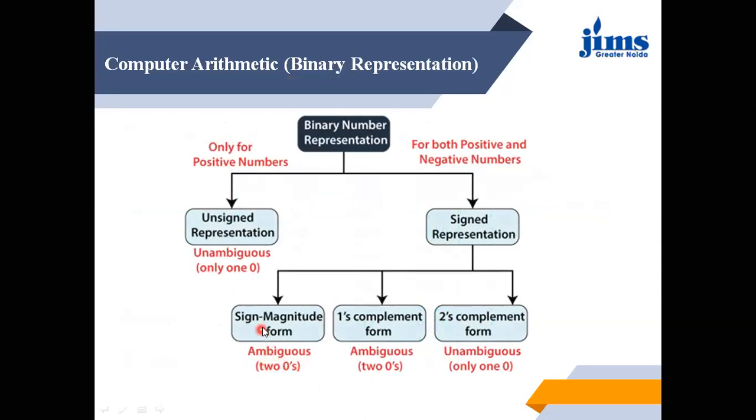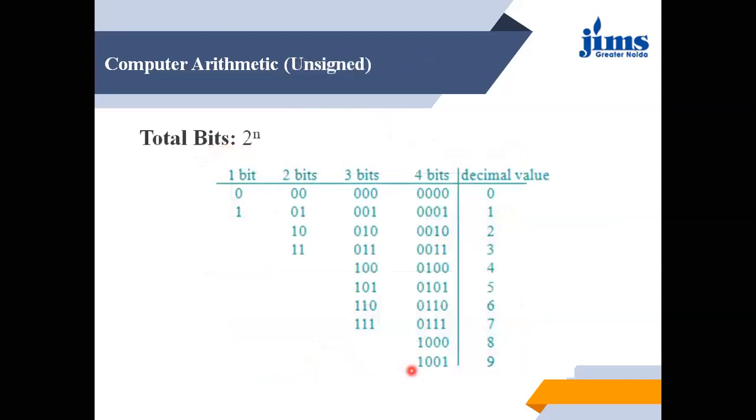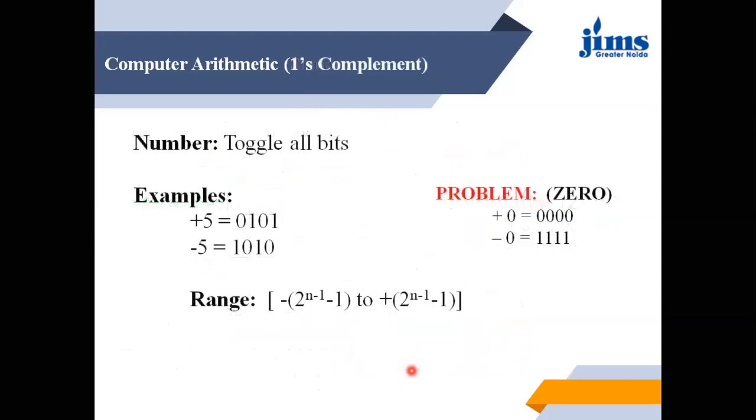So this is the sign magnitude form, and you can see from here that I wrote that this is ambiguous, as there are two representations of 0. Sign magnitude form is ambiguous as there are two representations of 0, and this is also the case in one's complement, which we will see now. So let's see what happens in one's complement.